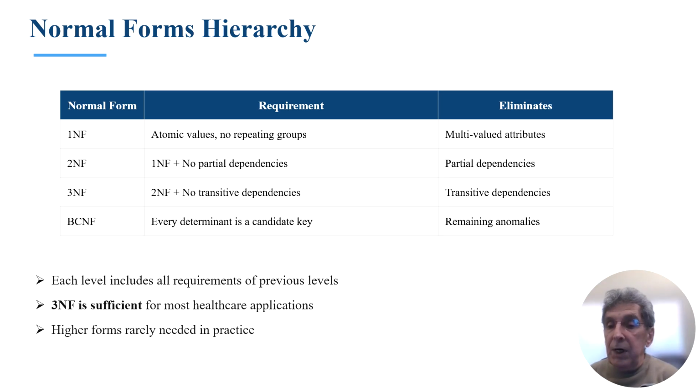There's a helpful memory device. A table in third normal form depends on the key, the whole key, and nothing but the key. First normal form gives us the key. Second normal form ensures the whole key, and third normal form ensures nothing but the key.